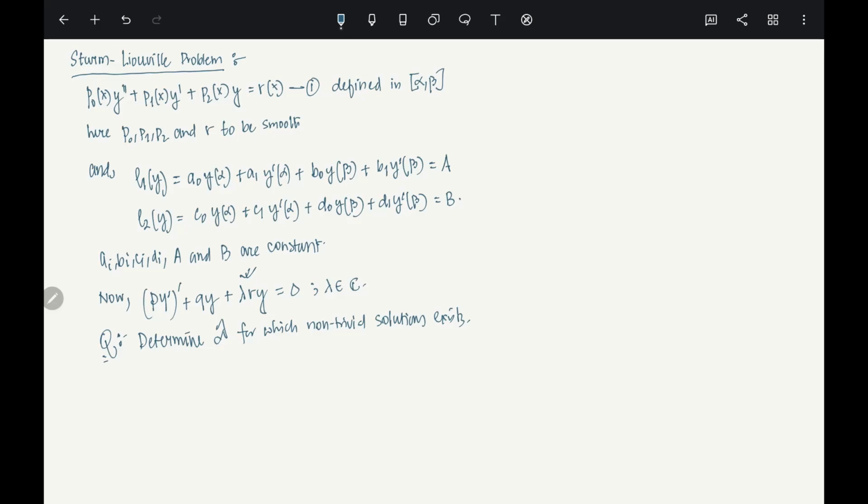So what is the equation? The equation is given by this, let's call this 2, along with the boundary conditions.